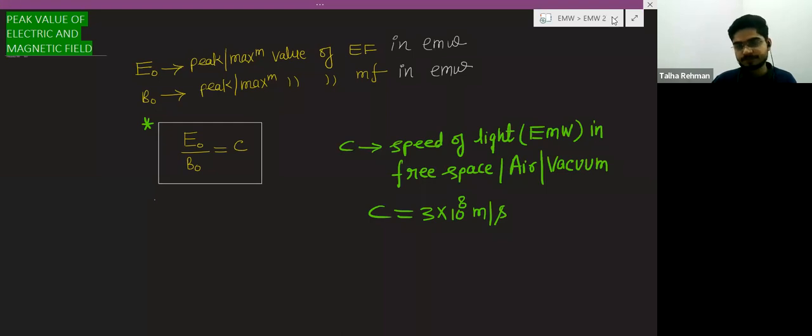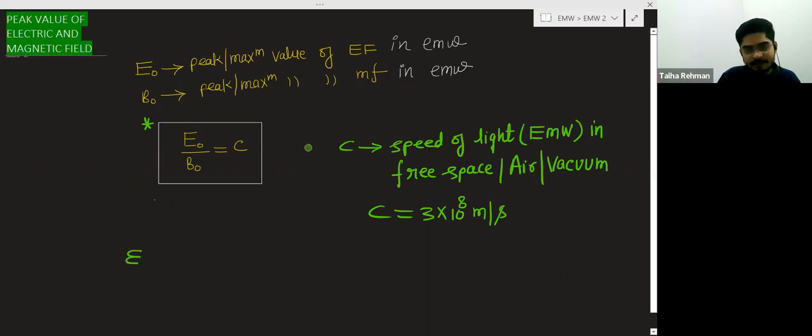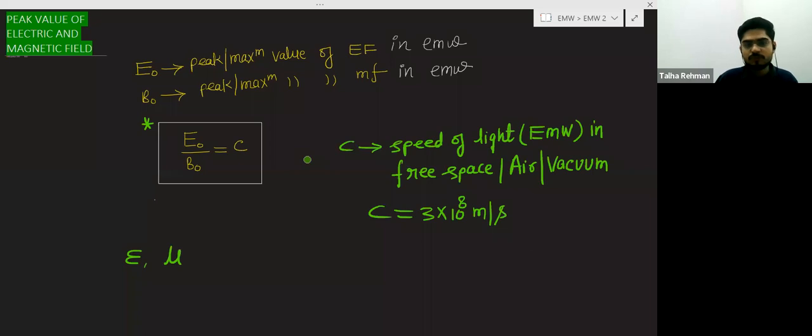After this, for a medium, there are other properties also, like you have heard of relative permittivity, or you can say absolute permittivity, and permeability. Permittivity means epsilon and permeability means mu.